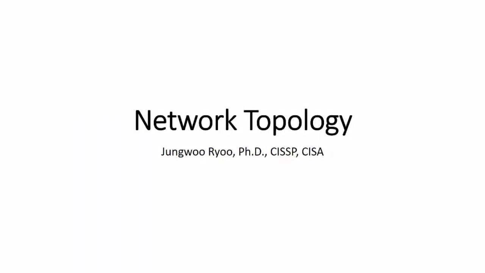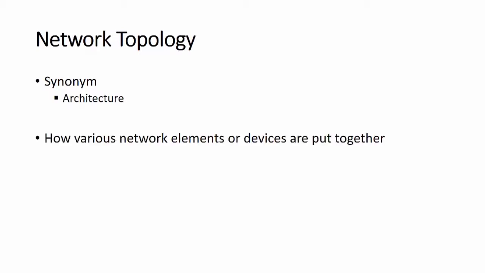Network topology refers to how various elements of a network are combined to form a functioning network. A synonym to network topology is network architecture, which refers to how various network elements or devices are put together, just to reiterate what I just said in the introduction. The ultimate goal here is, of course, to form a functioning computer network.